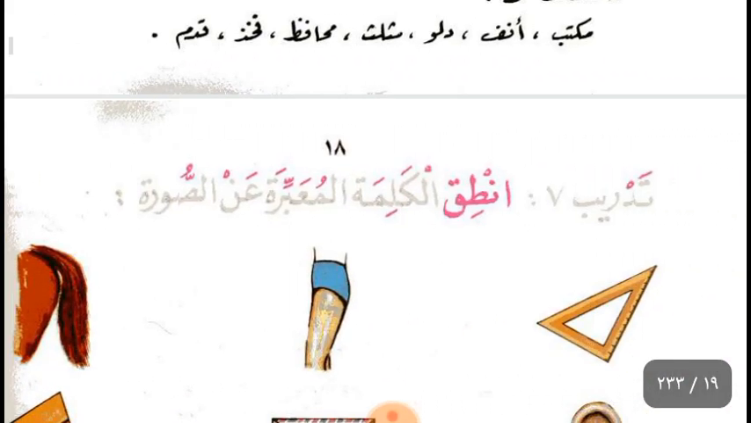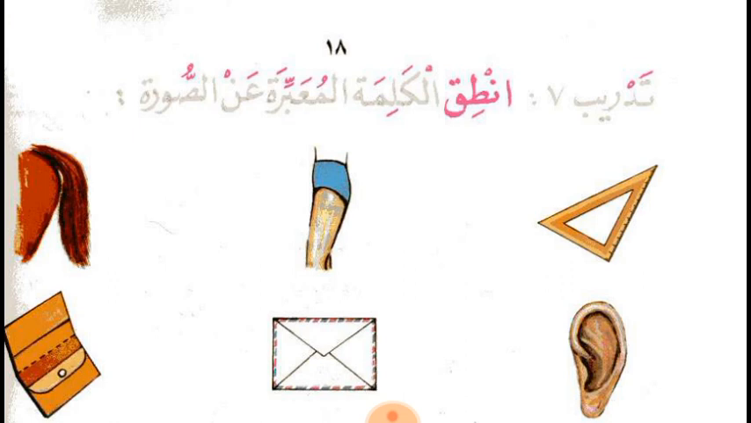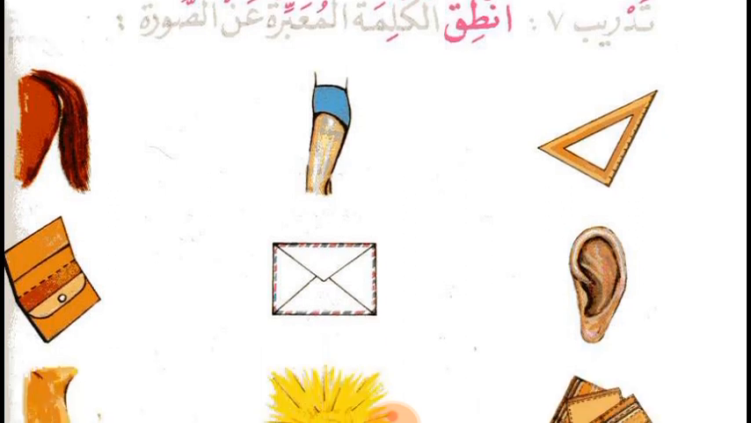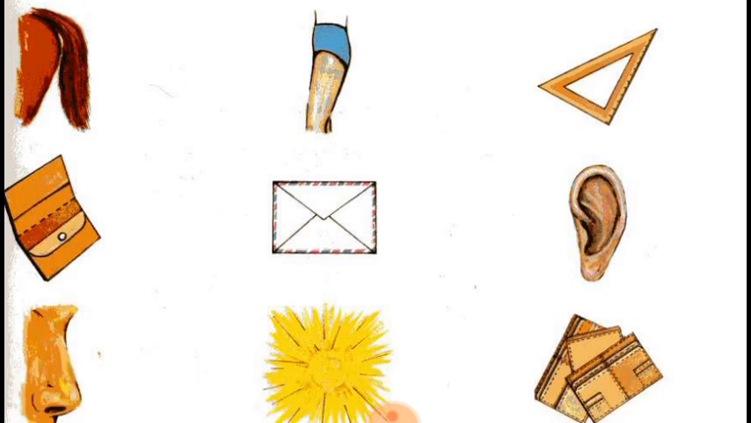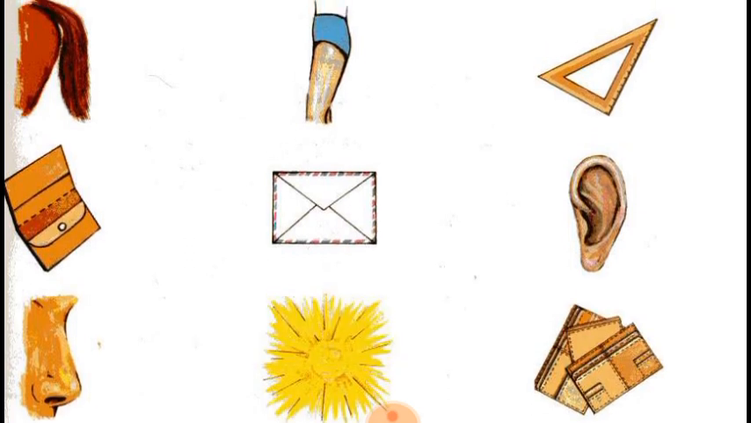Then we have the seventh exercise: pronounce the word that expresses the picture. So tell me the name of all these pictures. Muthallath, a triangle. Fakhidh means thigh. Fakhidhun, thigh. Dhailun is a tail.